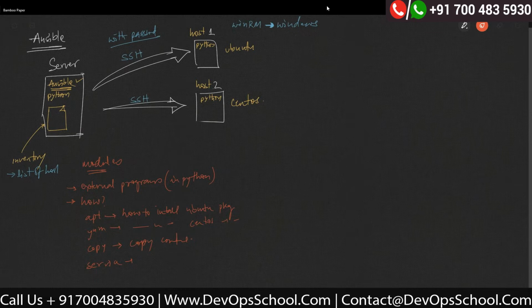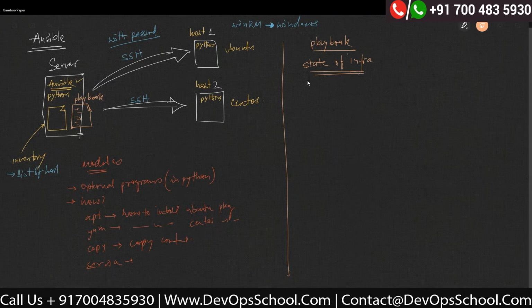So instead of running a module directly from the server, you specify the desired state of your infrastructure by defining it in a playbook. Here you define, I want to use the apt module to do this, I want to use the yum module to do this, and so on. Now let's take a look at what playbooks do. Playbooks are your data files, or we can call them manifests, which contain the state of your infrastructure. What you want your infrastructure to look like.